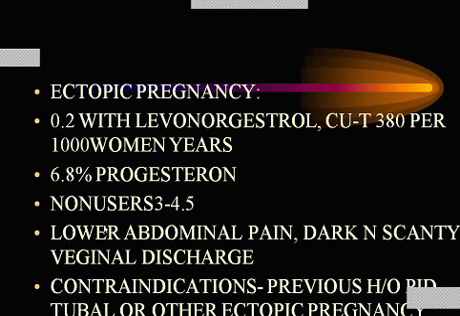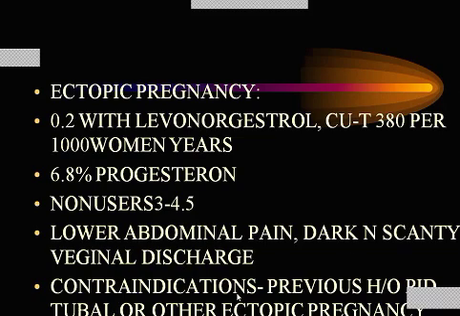The pregnancy rate is 0.2% with levonorgestrel and copper T 380 per 1000 women years. This is the Pearl index. So 6.8% pregnancy can occur with progesterone.